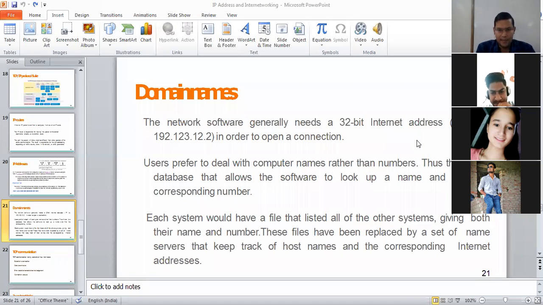Thus, there is a database that allows the software to look up a name and find the corresponding number. Each system would have a file that listed all the other systems, giving both their names and numbers. These files have been replaced by a set of name servers that keep track of host names and the corresponding internet address.